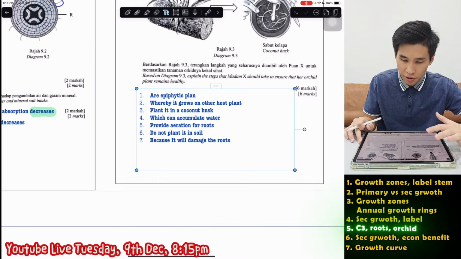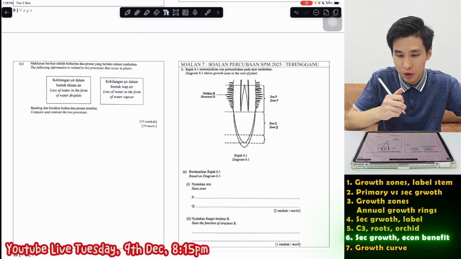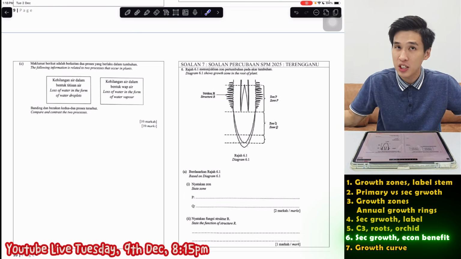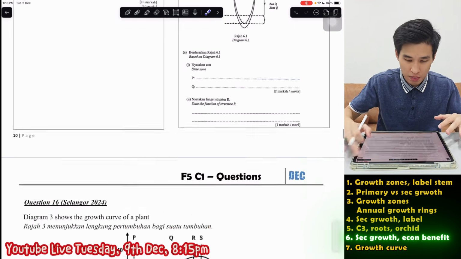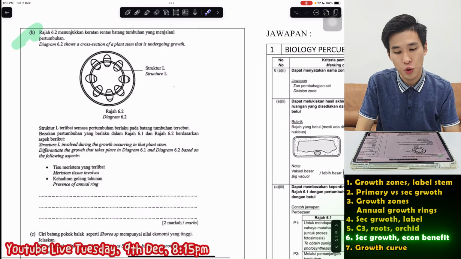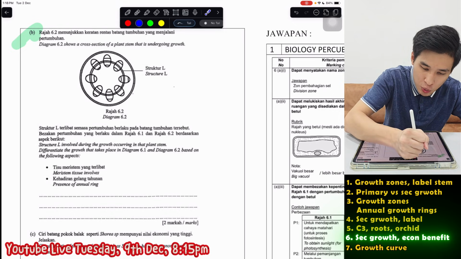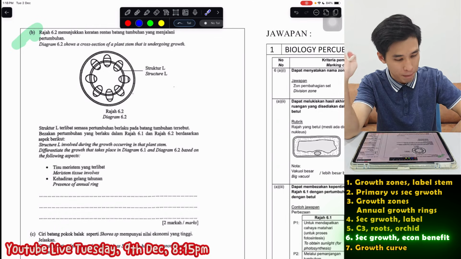Okay. So the next question, Terengganu paper, same thing again. Okay, you have the three zones again. They ask you what's the function of R. R is the root hair, just now. Increase surface area to increase rate of absorption of water. So this one I will skip. The other half question is over here, which they ask, structure L is involved during growth occurring in the plant stem. So L is the thing between the xylem and the phloem. That is your vascular cambium.